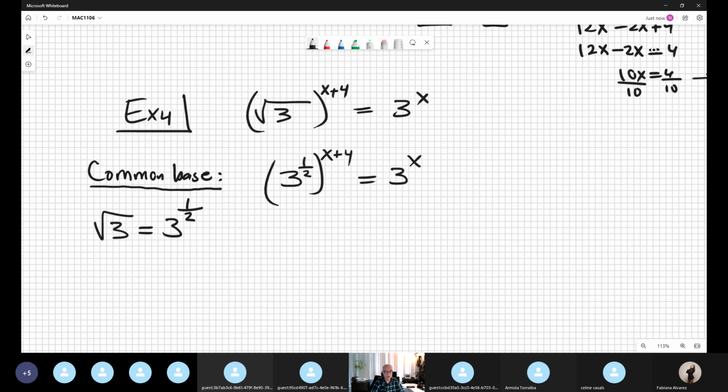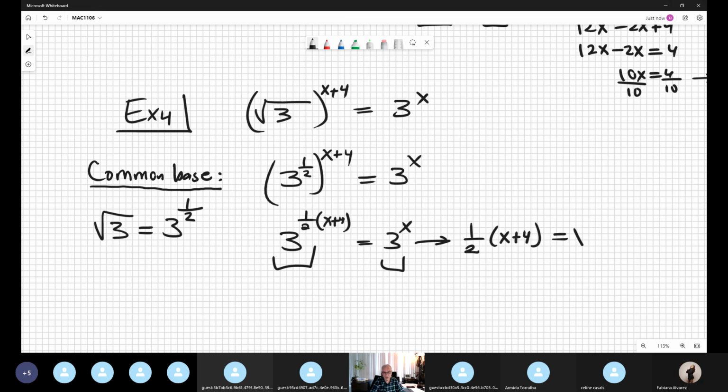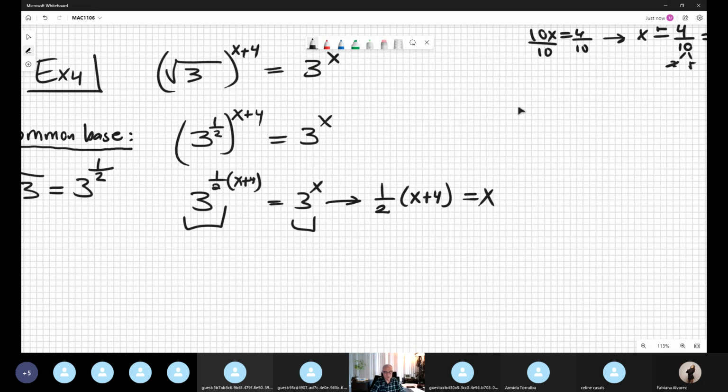Entonces multiplication, no? Entonces 3 to the 1/2 times (x plus 4) is one way to express this idea, no? Equal 3 to the x. Again, we have two exponentials, same base, therefore the exponent part is the same. And you solve this elementary equation. Of course, there are many ways to solve this.